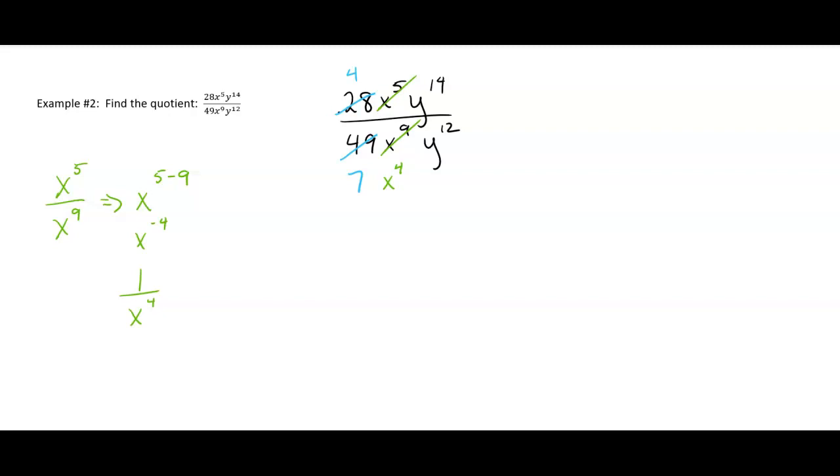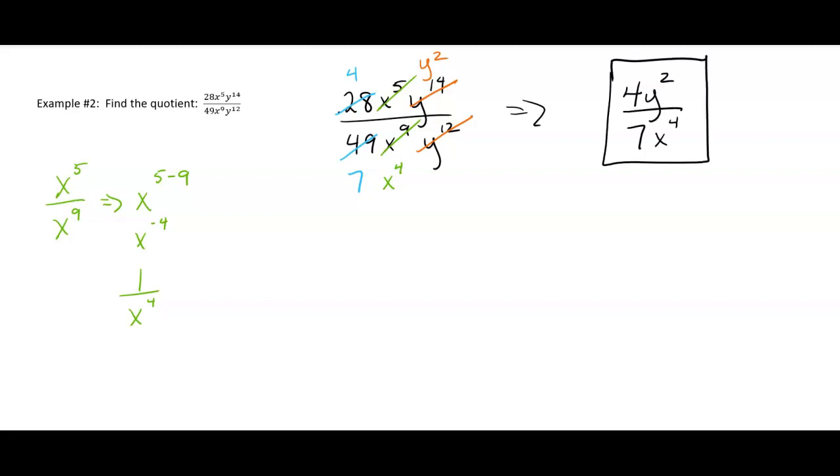Okay. And then what about the y's? Well, 12 of those are going to cancel with 12 of those, and that's going to give me a y squared up in the numerator. So what's my final answer going to be? It's positive. I have a 4 in the numerator and a y squared in the numerator. In the denominator, I have a 7 and an x to the 4th. And that would be done.